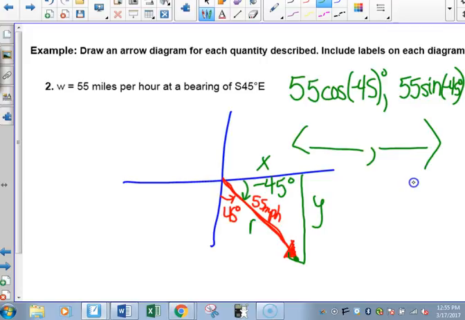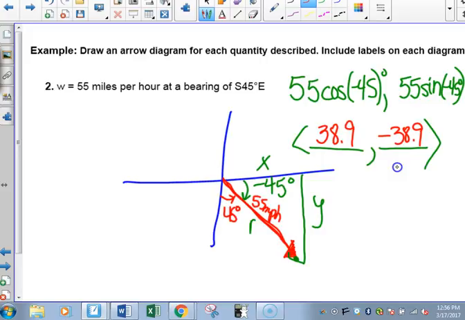So 55 cosine of 45, making sure your calculator is in degrees. What'd you get? 38.9, yes. And negative 38.9 when you did this one? Okay. Does that put it in the right quadrant? If I go right and down. Okay.